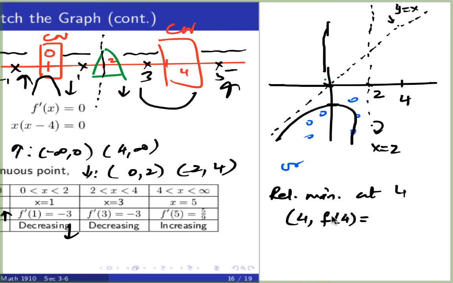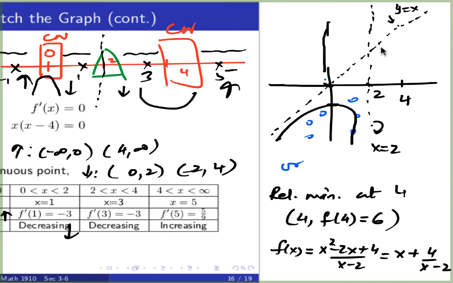Our function was x squared minus 2x, remember? So it is this function. We could also write it like this: x squared minus 2x plus 4 over x minus 2, or we can write it as x plus 4 over x minus 2. So when I plug in the value 4, 4 plus 4 divided by 2, it is basically 6. So that means this point, remember this point is 2. So 4 and 6, that gives me an idea that my graph is somewhere here.